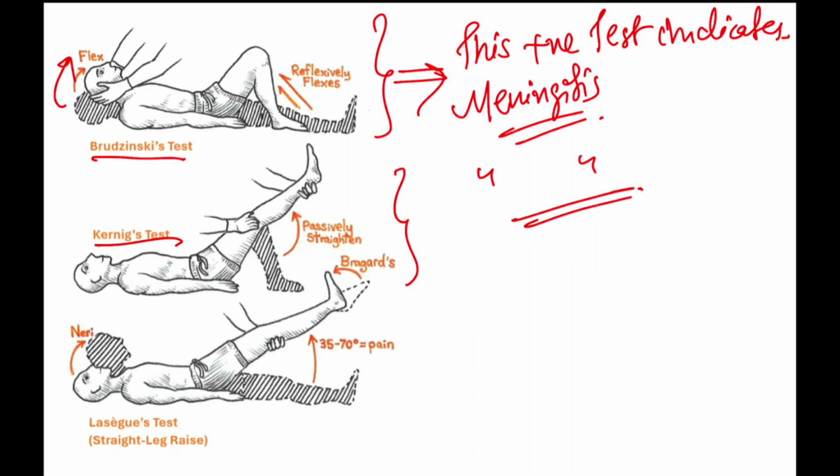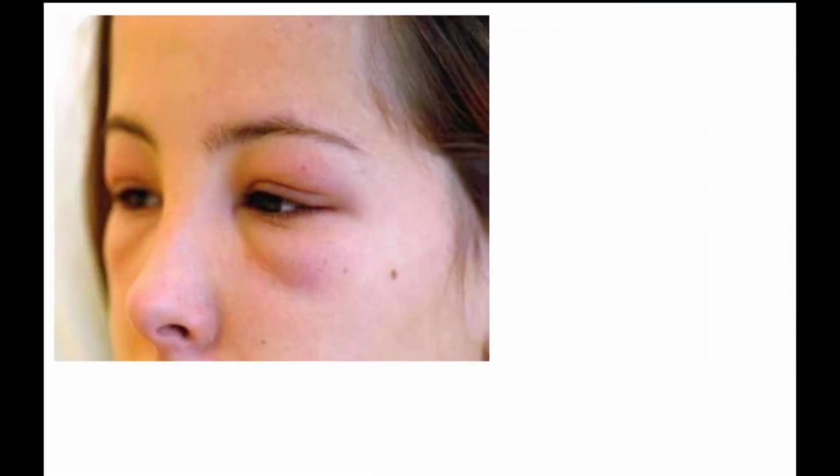Okay, am I clear? So when the person passively straightens or extends the knee of the patient, the patient will feel a sharp pain in the lower back or in the hips. So it will indicate that the test is positive, which is called a positive Kernig test, and it gives you a clear indication of meningitis. Okay? So this is another image.